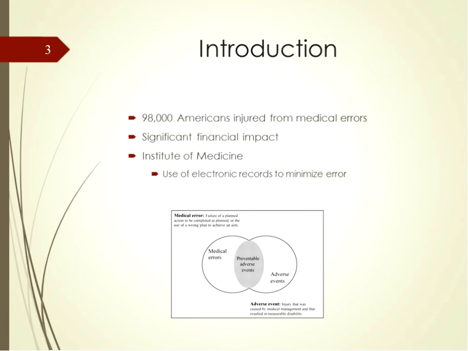An astounding 98,000 Americans are injured each year as a result of medication errors. Not only is there an impact on patients from these errors, but there is also a significant financial impact to healthcare organizations. The Institute of Medicine report suggests improving care delivery and minimizing error. One of the most important tools to employ is the use of electronic records and information systems to provide point-of-care decision support and automation.